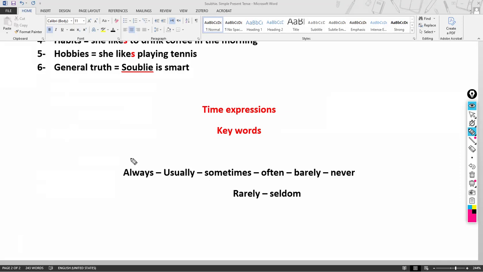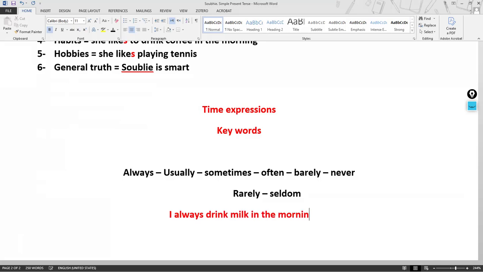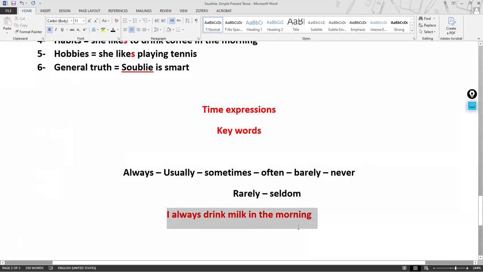For example, if you want to say always, this is 100%. دائما. Bravo. For example, let me write an example because you have to understand them, Subhi. If you want to say, I always visit my sister, or I always drink milk in the morning, this is what you do every day, because it is 100%. So this is the meaning of always. All the time, all the time.